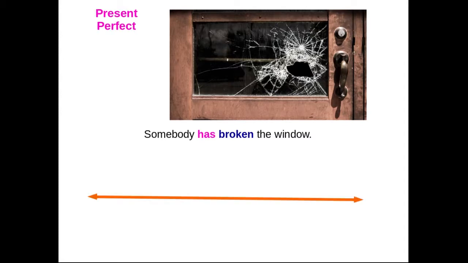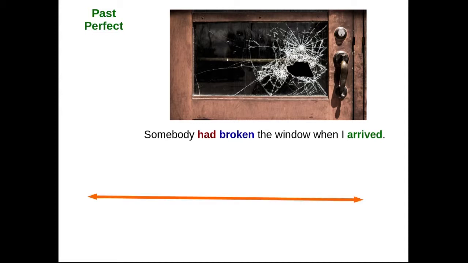First, let's look at present perfect. Look at this window. It is broken. Somebody has broken the window. So let's look at a timeline. This is now. So sometime in the past, somebody has broken the window before now. The time is not important. Somebody has broken the window in the past. We don't know when. Now the past perfect is a little different.